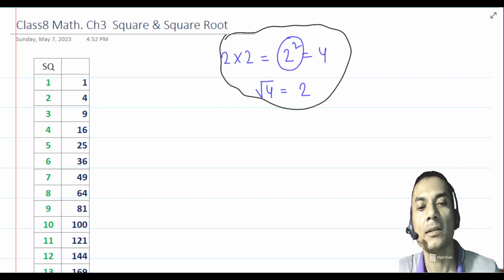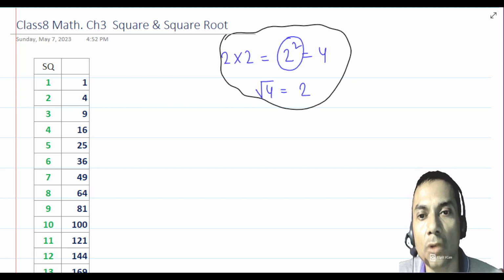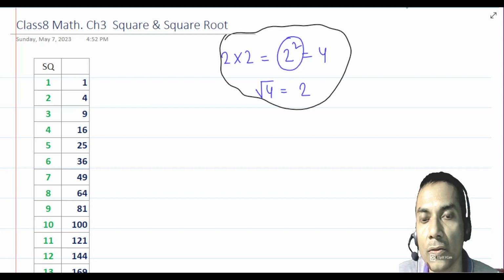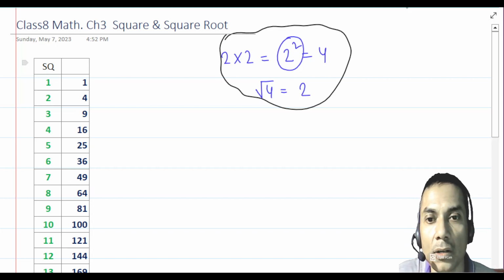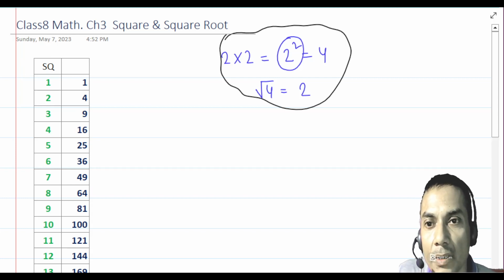Now we learn the shortcut of a square from value 1 to 30. What are the shortcuts? For example, what is the square of 1? Everyone knows the value. Value is 1. So this is easy to remember.